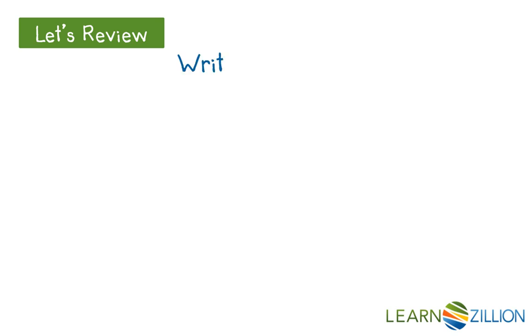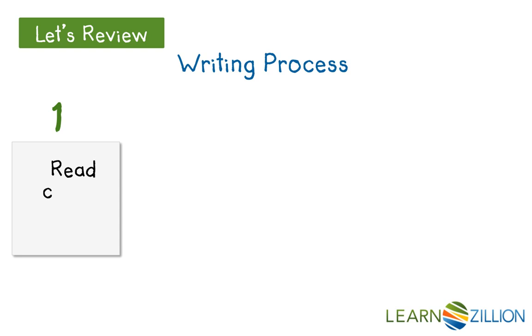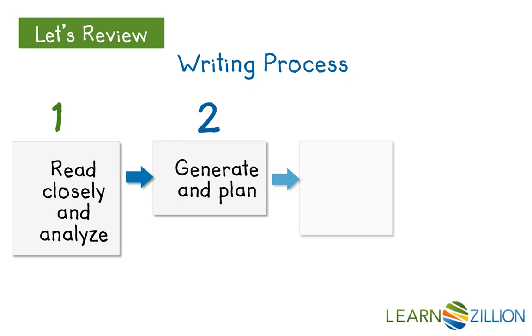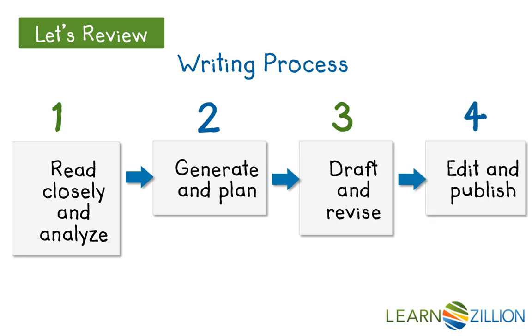Now let's review the writing process for responding to a text. First, read closely and analyze. Then second, generate and plan. Then third, we draft and revise. And the fourth step is to edit and publish. We've already read closely and analyzed the text.